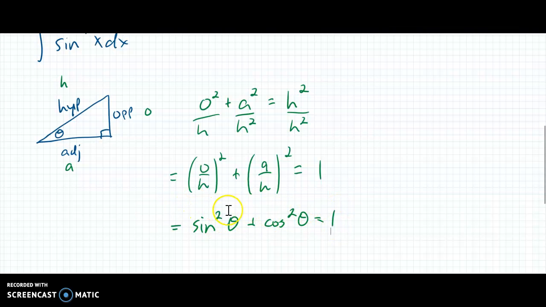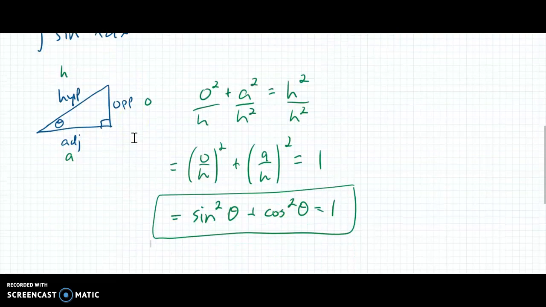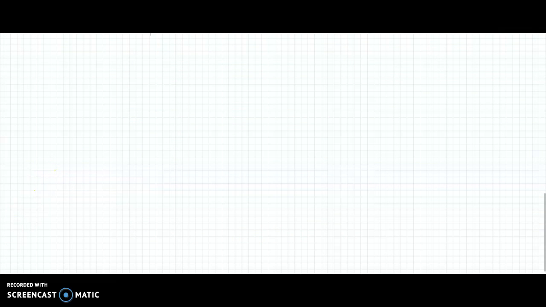If I had something like sine squared of 10 plus cosine squared of 20, it's not going to give me 1, because the inside of the sines and the cosines are not the same. This becomes super important and essential for doing problems like this. So let's just jump into an example.